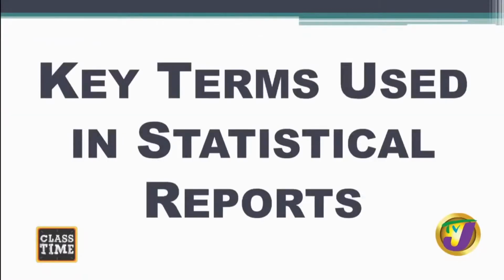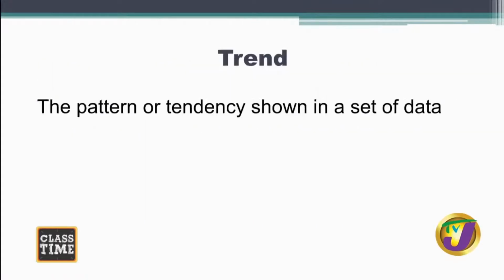So of course, now we need to know our key terms. So one particular term we need to understand is trend. Now the trend, just as when you think of a trend in clothing, a trend in fashion, something that is occurring frequently, same idea plays out here. So a trend in statistics is a pattern or tendency in a set of data.